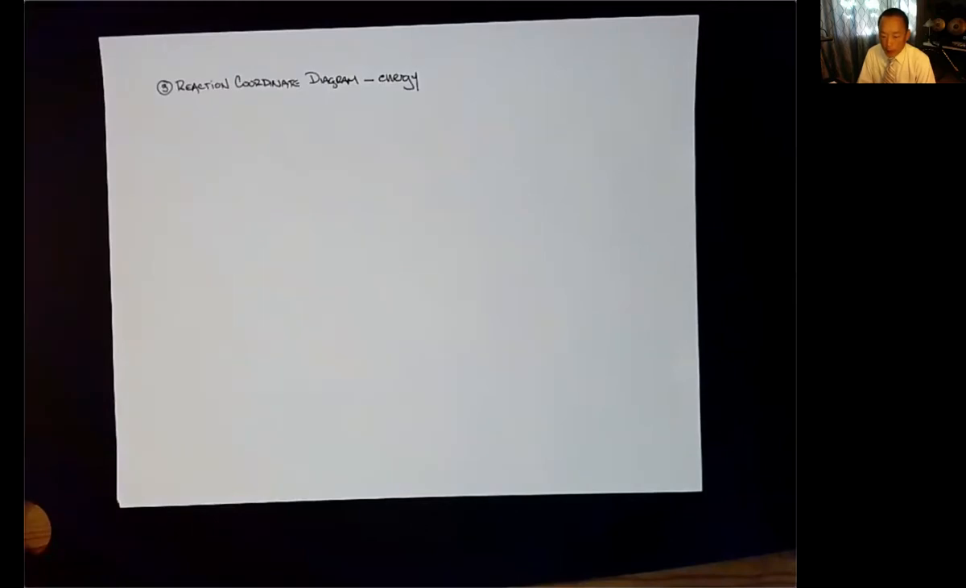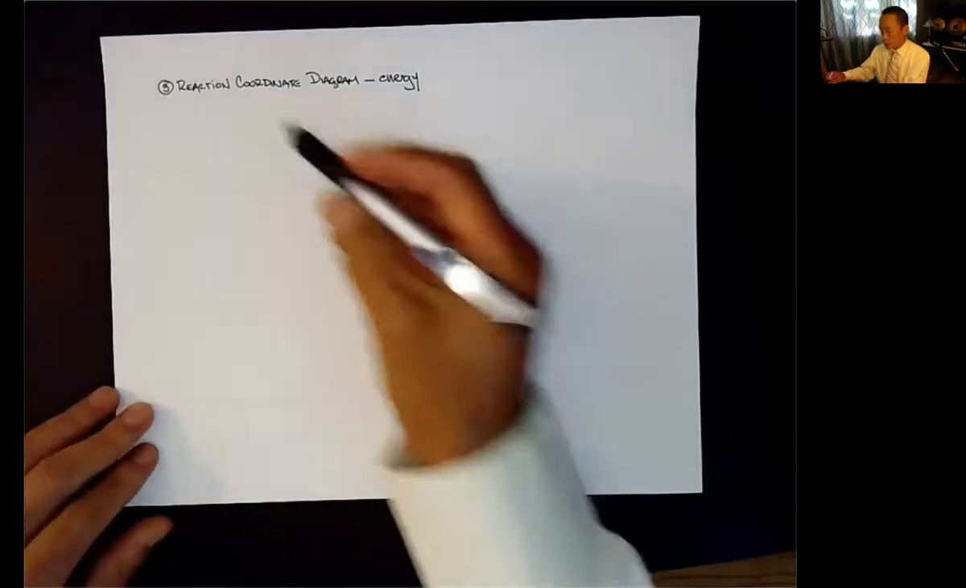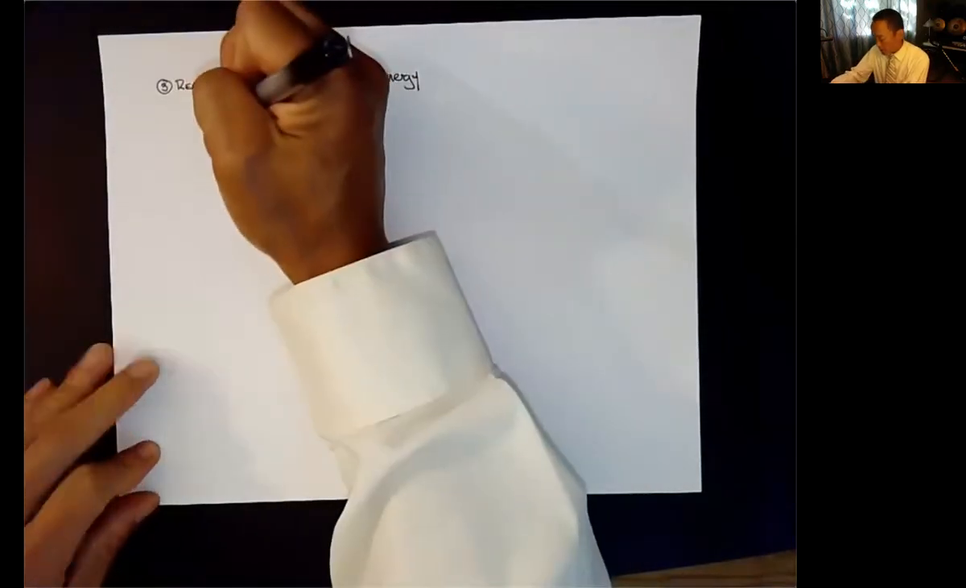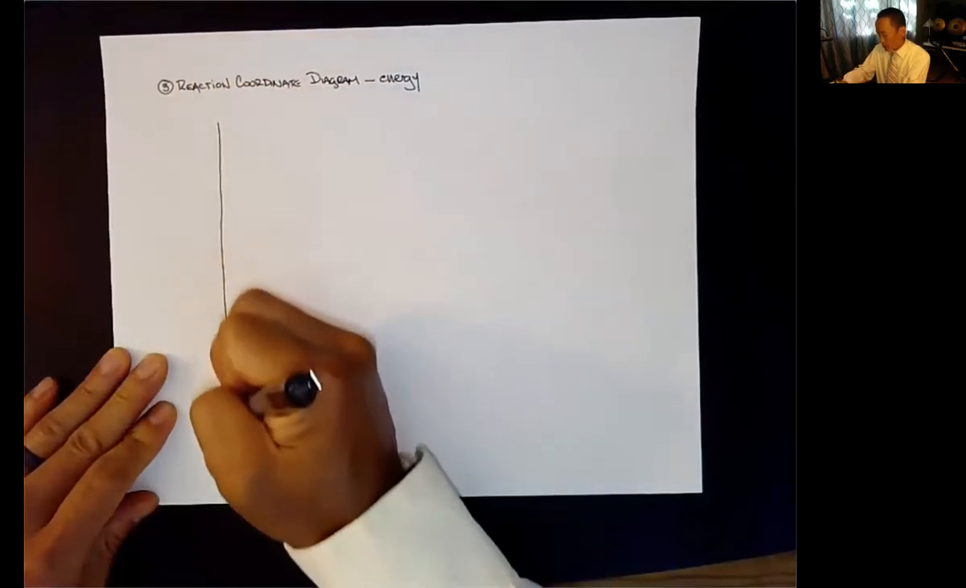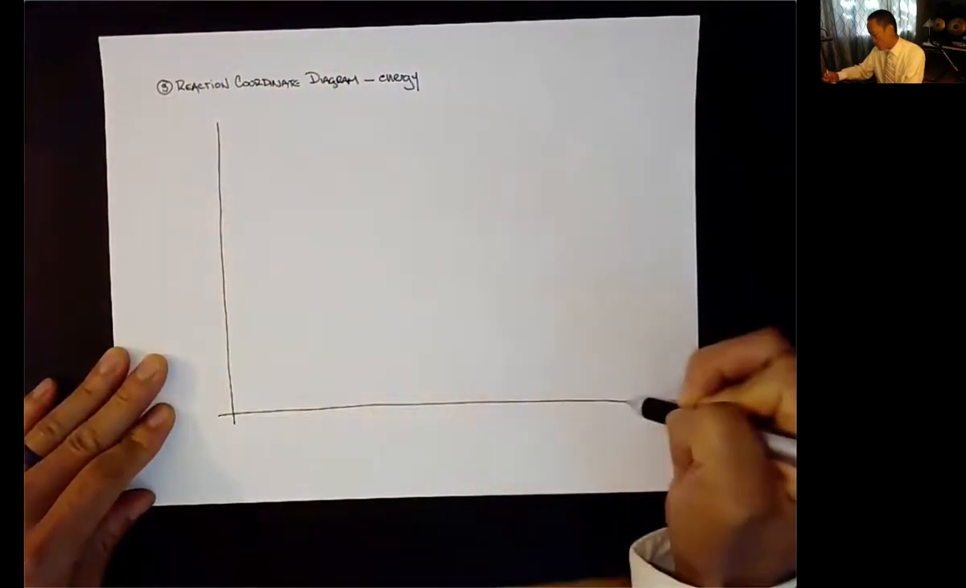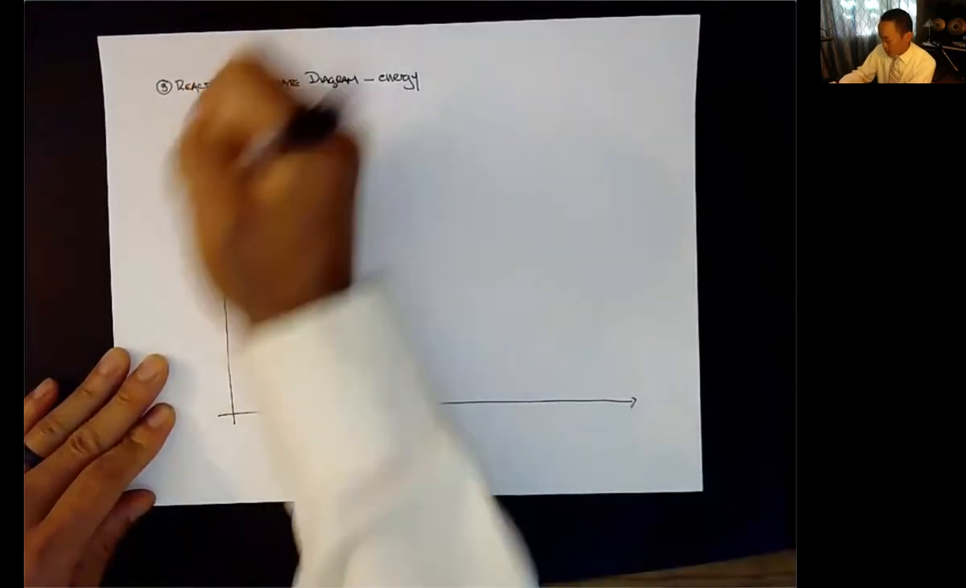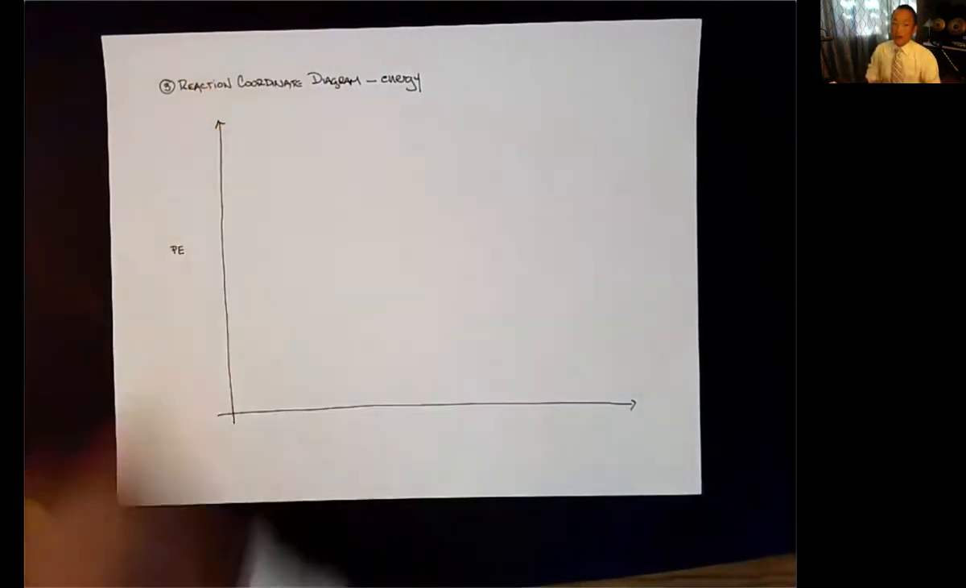Energy drives the world. It drives our economy. It drives life, and it drives chemical reactions, and so we have to be able to keep track of the energy that occurs as a consequence or as a requirement of any one of these chemical reactions. And in order to do that, we're using a reaction coordinate diagram.